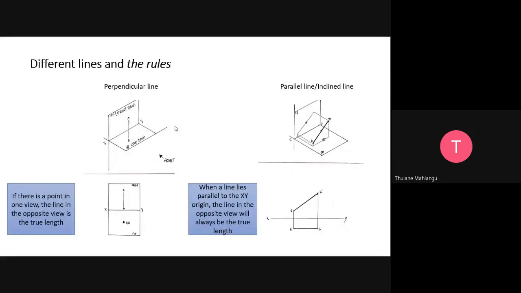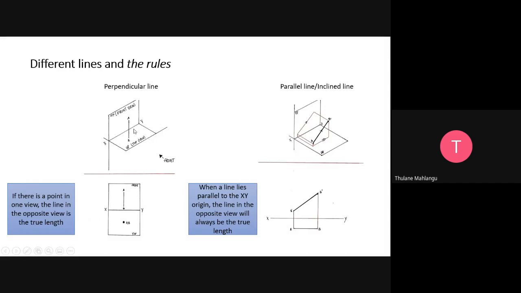Now, dealing with the different lines and the different rules. In descriptive geometry, we have the perpendicular lines, inclined lines, and oblique lines. Starting with the perpendicular line. So when you have a line in space, a line has 2 points. 2 points make a line.